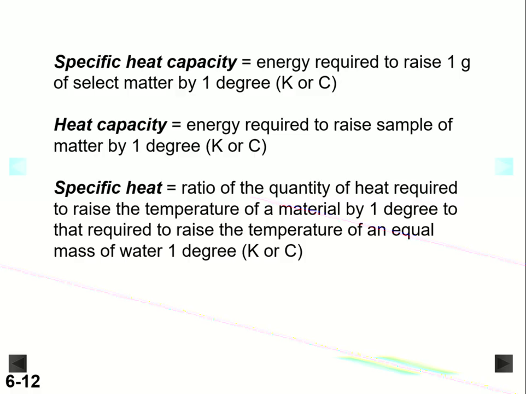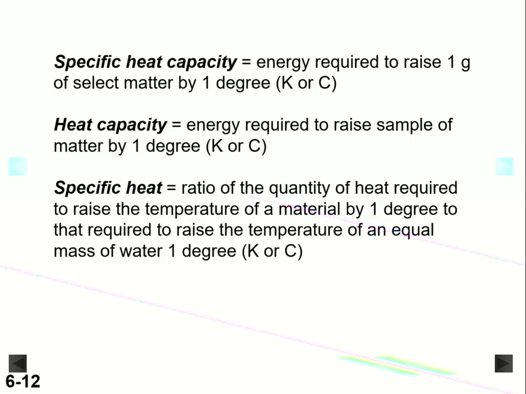Now there are three terms that you'll see here, and you'll see these terms a lot. I think it's useful to write out the exact definitions, but we're going to focus on the first one. That is specific heat capacity. That's the one you're going to use. But the other two you'll see, and it's important to use careful language here. Specific heat capacity is the energy required to raise 1 gram of a select type of matter by 1 degree.